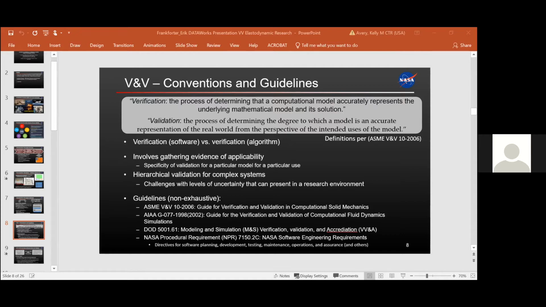Here I have listed some of the guidelines, and actually at the bottom, one to emphasize for the software development application, which is actually where researchers can have a lot of trouble because I'm an engineer first, and software development is as needed to be able to perform my research appropriately. So we have the NASA software engineering requirements, which outline software practices, which can be beneficial for researchers.